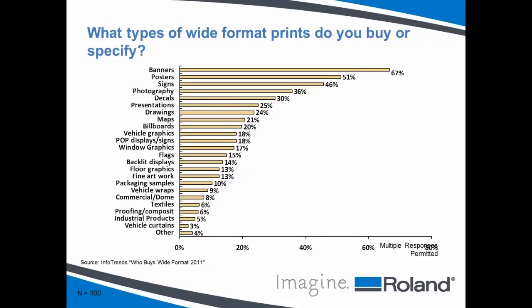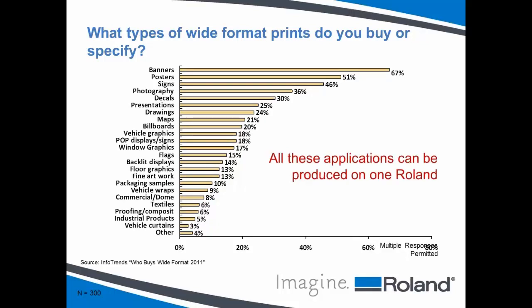Okay, and what do they buy? A lot of them are buying banners, posters, signs, but as you go down the list, from photographs to decals all the way down to backlit displays and jumping down to textiles and proofing, anything and everything you can think of, vehicle wraps, packaging, all of these applications can be produced on one Roland printer. Okay?